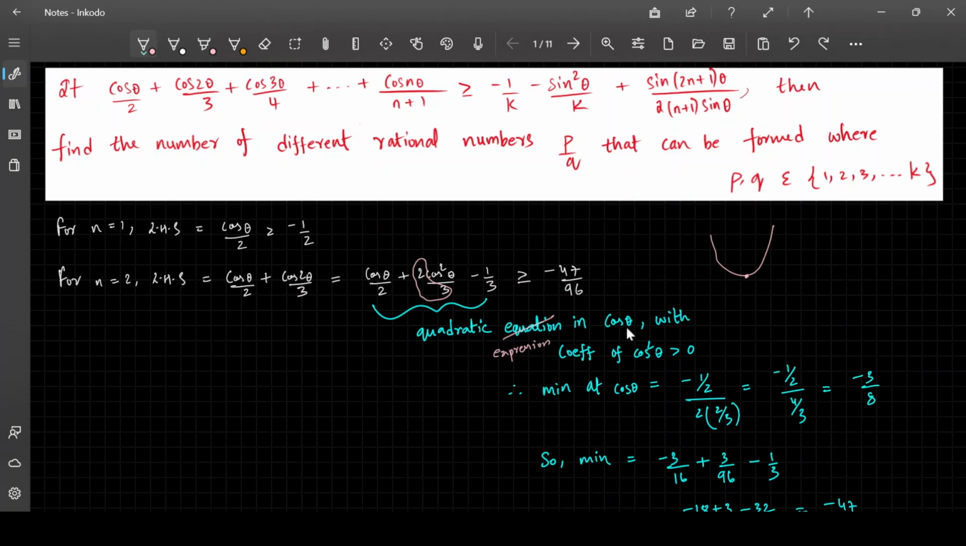So yeah, this is a quadratic expression in cos theta. The coefficient of cos square theta is greater than 0, so the minimum occurs at cos theta equal to minus b by 2a. What is b? 1 by 2. So minus 1 by 2 divided by 2 of a, so 2 of 2 by 3. So that is minus 3 by 8.